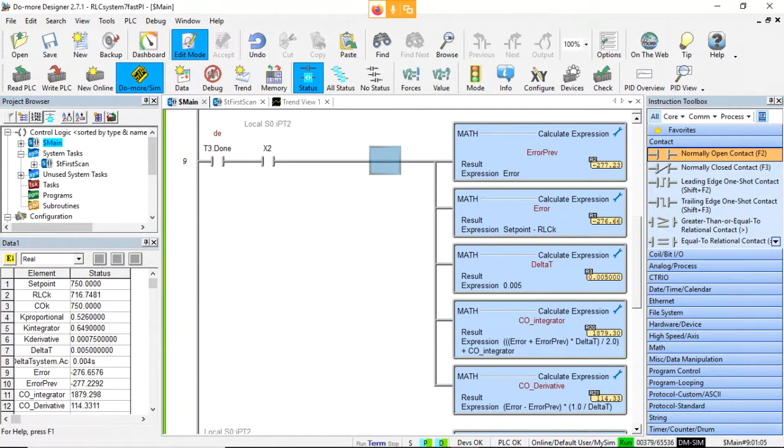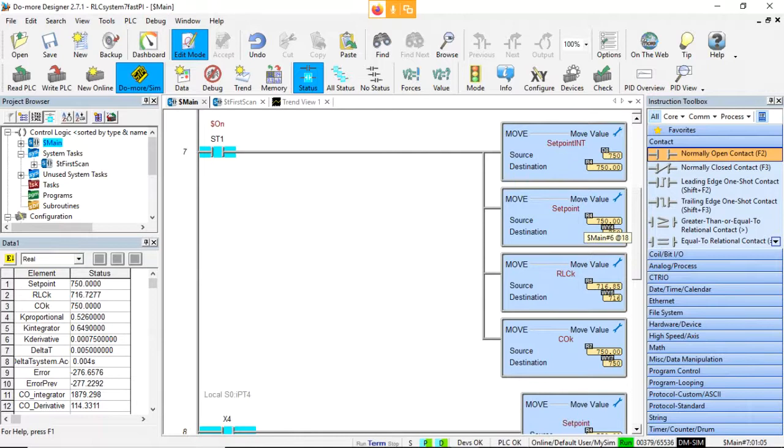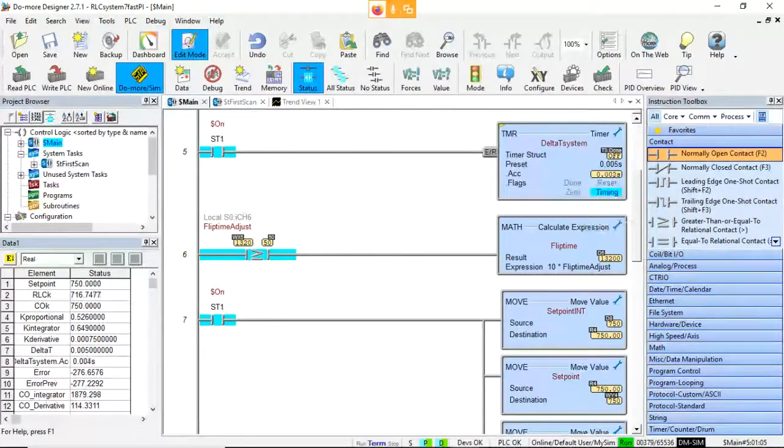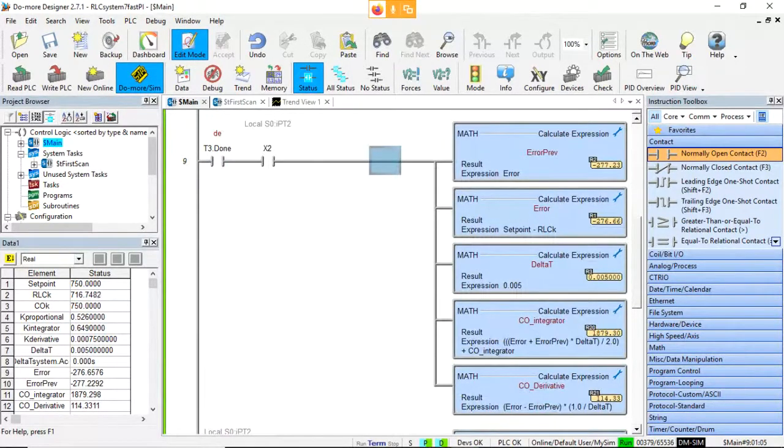Next, we have the delta T calculation. In this case, delta T is my timer that I'm using for the calculations here. And so there's delta T, and you can see it's just set to 5 milliseconds. So in this case, I'm just hard coding a variable delta T to be 0.005.